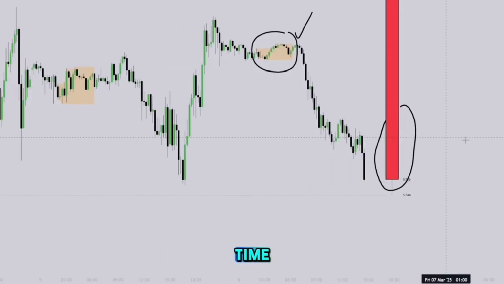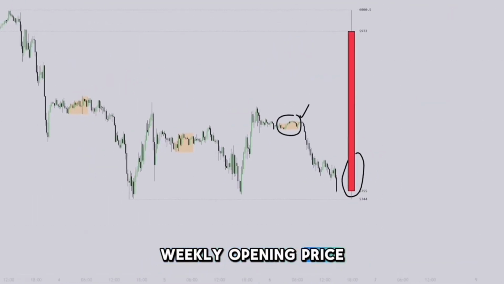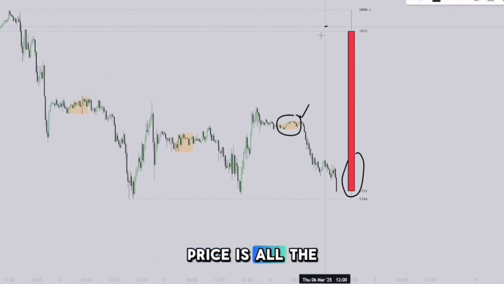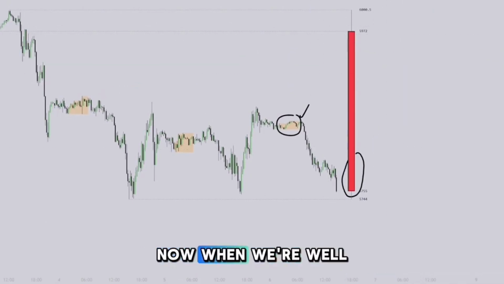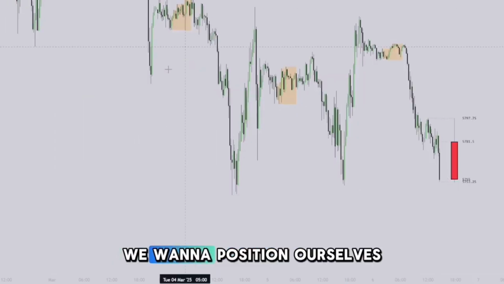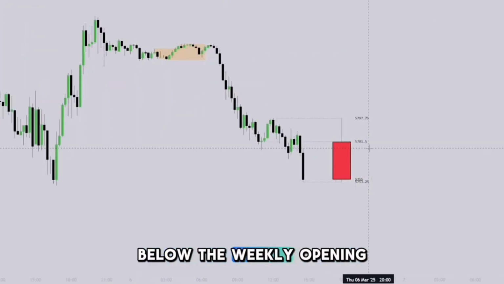So on the weekly time frame, we understand we are heavily below the weekly opening price. The weekly opening price is all the way up here. So we are well below this weekly opening price. Now, when we're well below the weekly opening price, we want to position ourselves to take buys, right? We want to be buying below the weekly opening price.